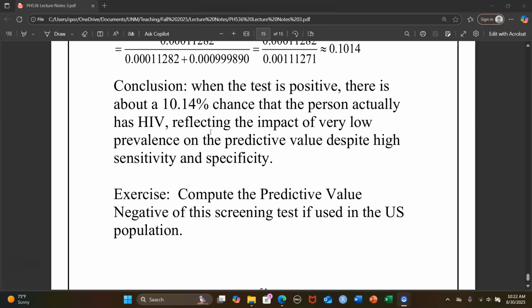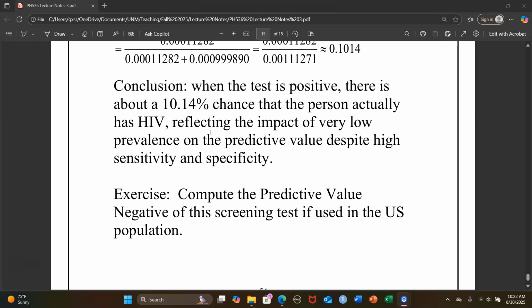And here's an exercise you can do if you want. Compute the predictive value negative of the screening test if used in the US population. I will not give the details, but you're going to get a very, very high predictive value negative, like 99.999%. So what's the take-home message here?